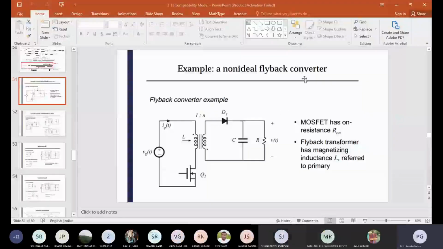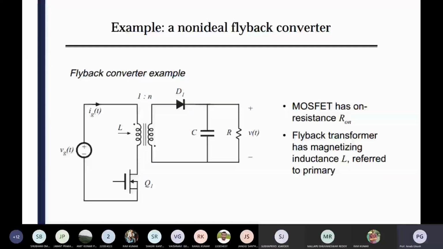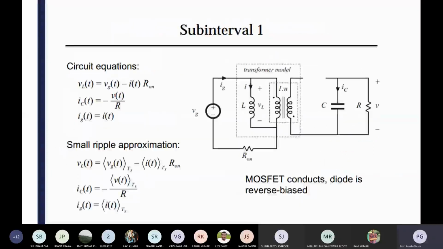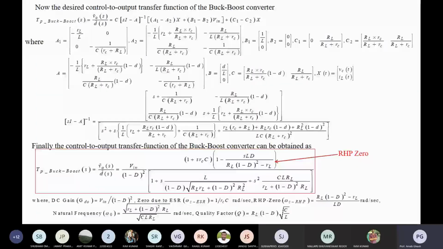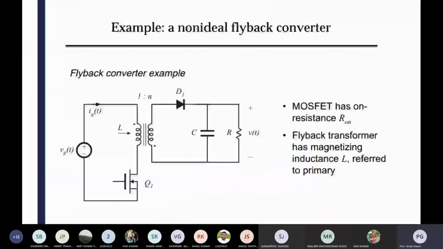Okay, so in my last class, I discussed different modeling procedures for non-isolated converters, that means the procedures for the boost converter, buck-boost converter and buck converter. Today I am going to discuss some transformerized switching converters, like the flyback converter.